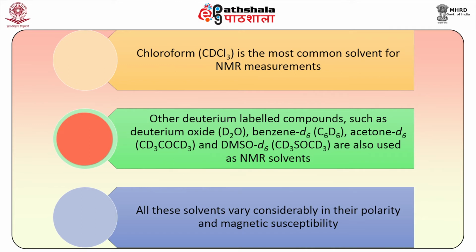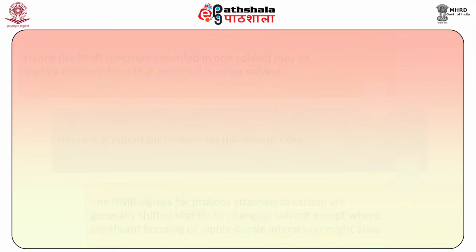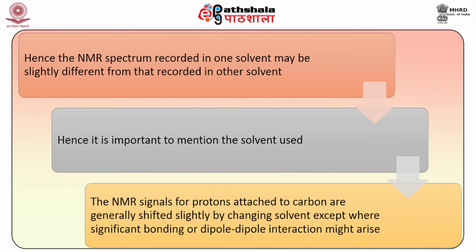Other deuterium labeled compounds such as deuterium oxide D2O, benzene-D6, C6D6, acetone-D6, CD3COCD3 and DMSO-D6, that is CD3SOCD3, are also used as NMR solvents. All these solvents vary considerably in their polarities and magnetic susceptibilities. Hence, the NMR spectrum recorded in one solvent may be slightly different from that recorded in another solvent. Hence, it is important to mention the solvent used whenever we do an NMR experiment.